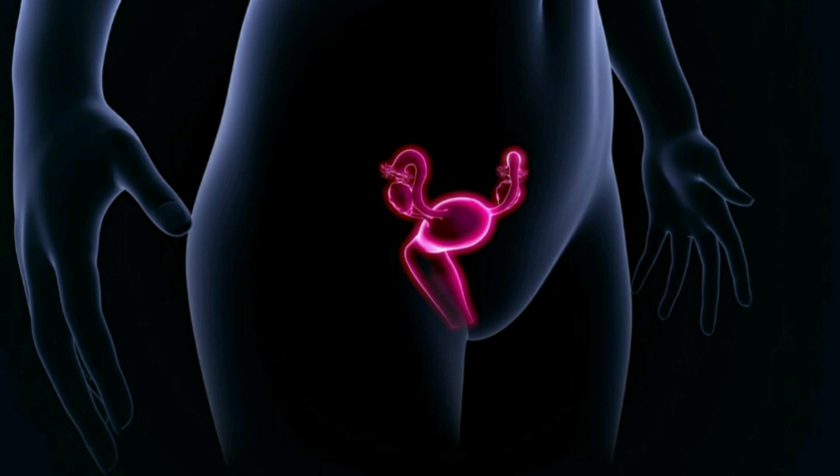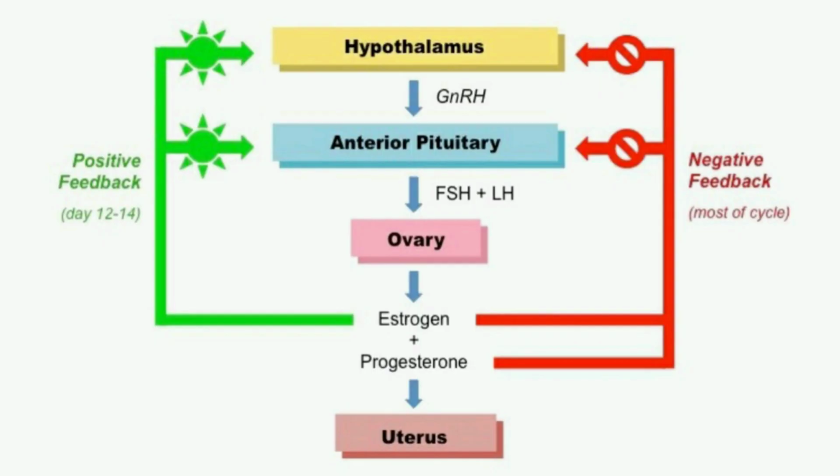Then the question arises, why does it occur? It occurs due to the secretion of gonadotropin hormone by the hypothalamus, which as a result triggers the anterior pituitary to produce LH and FSH. And we'll talk about these two hormones more in this video. So first of all, you should know how many types of menstrual phases are present. It is divided into 4 phases.